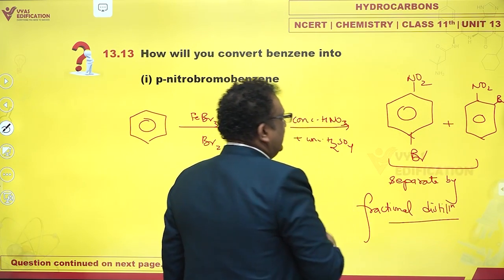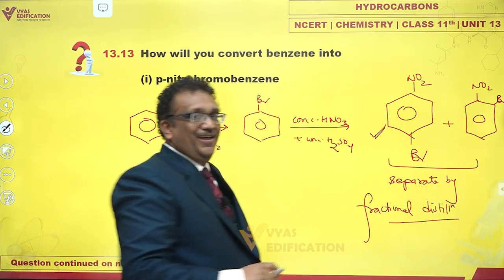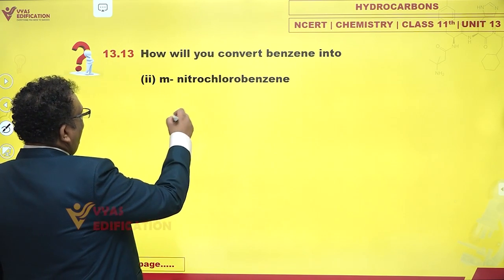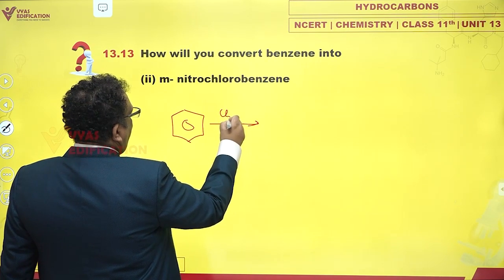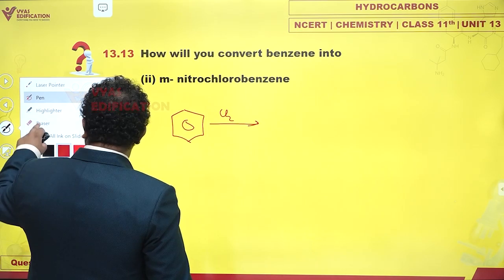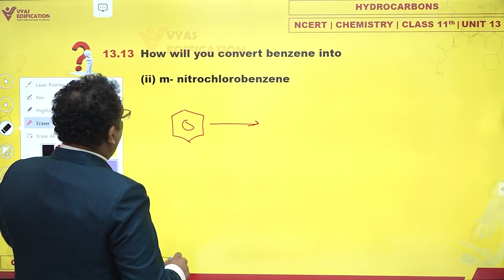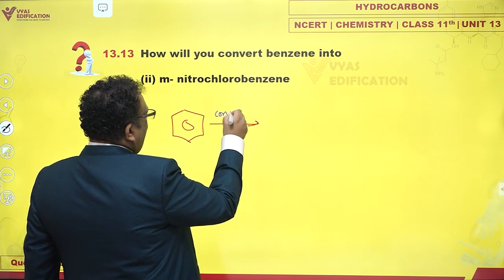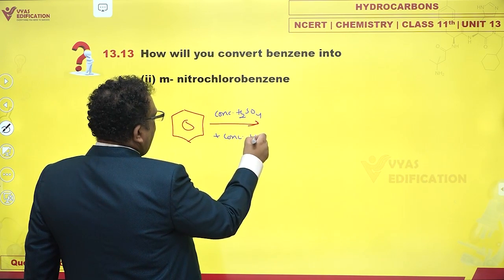Very easily they can get separated, and I would get para-bromonitrobenzene. What about meta-nitrochlorobenzene? The answer is very simple. How do I do it? Should I do chlorination? No. Chlorine is an ortho-para-directing group, so never even think of that. You should take a meta-directing group. And which one is meta-directing? Nitro group is meta-directing. So you take concentrated H2SO4 plus concentrated HNO3.